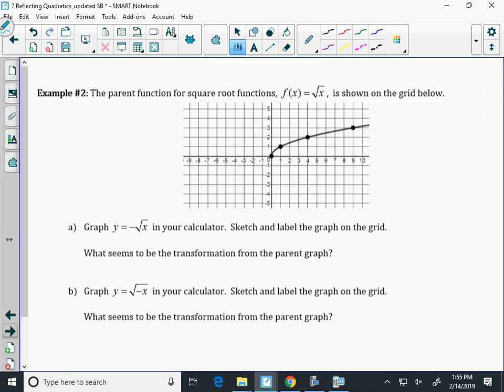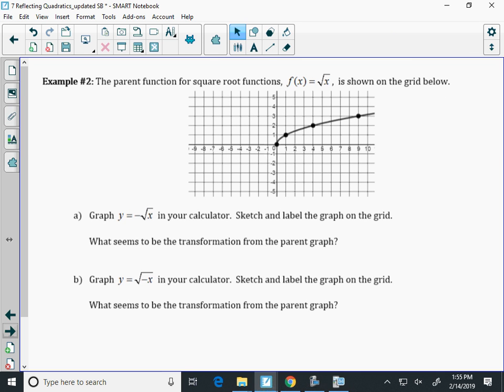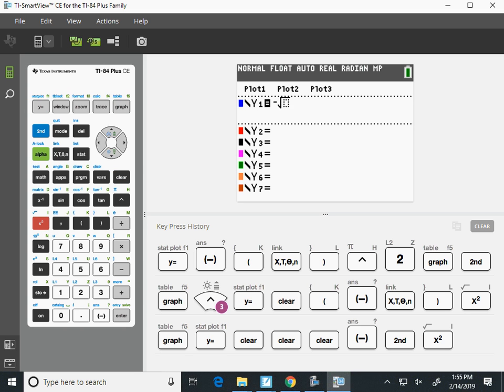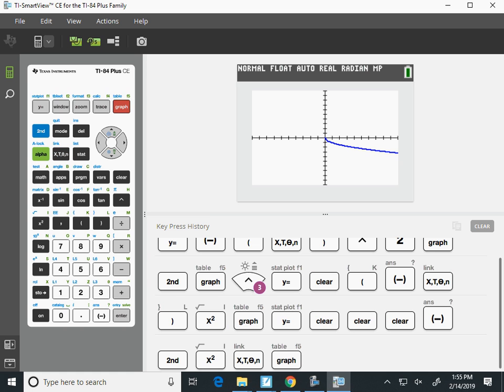So we take a look at example 2. The parent function for the square root function, radical x, is shown below. We're going to graph negative square root of x in our calculator, and we're going to see what happens. So go to y equals. We're going to type in negative square root of x. And again, when we look at it, what happens? It flipped over the x-axis.